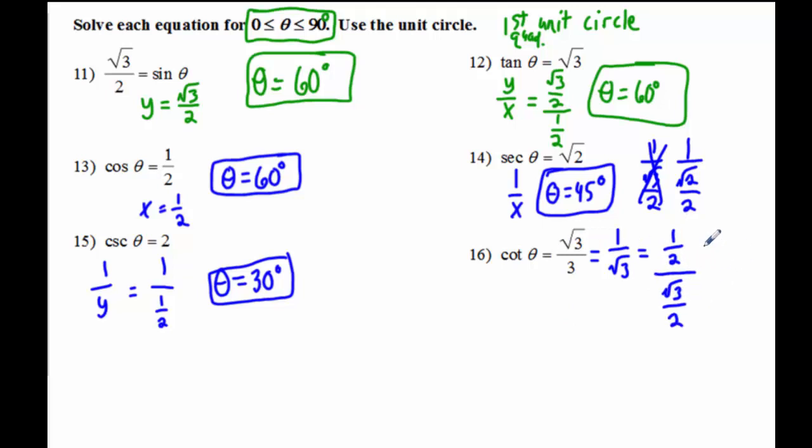And then we can look at this and say cotangent is x over y. So x is 1/2 and y is square root of 3 over 2. So our angle is 60 degrees.